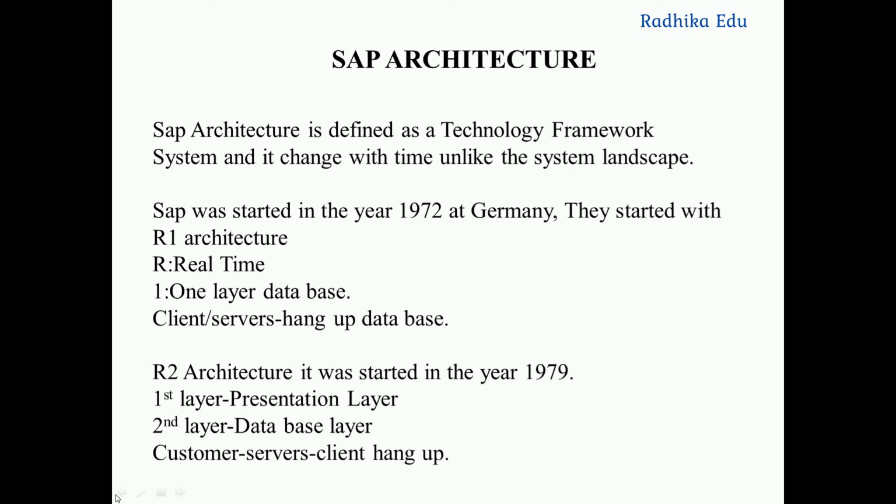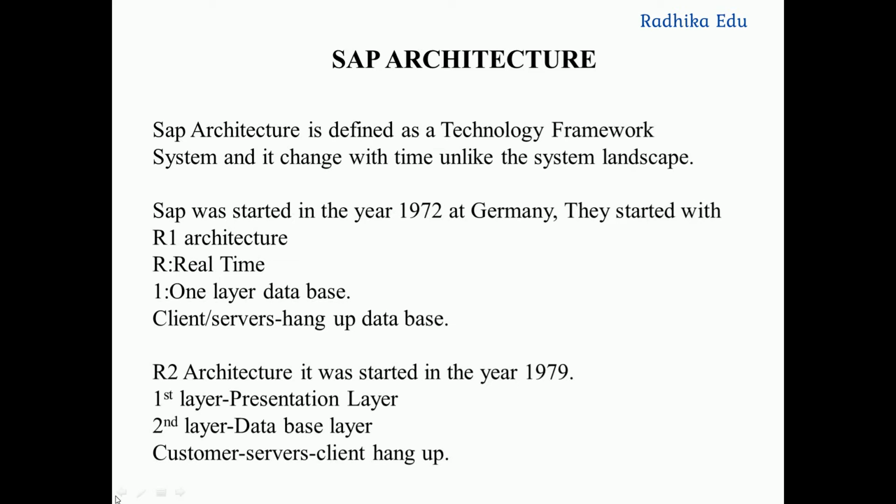Today we are going to discuss SAP architecture. SAP architecture is defined as a technology framework system and it changes with time, unlike the system landscape. SAP was started in the year 1972 in Germany. They started with R1 architecture. R stands for real time, 1 stands for one layer database, client server hang-up database.